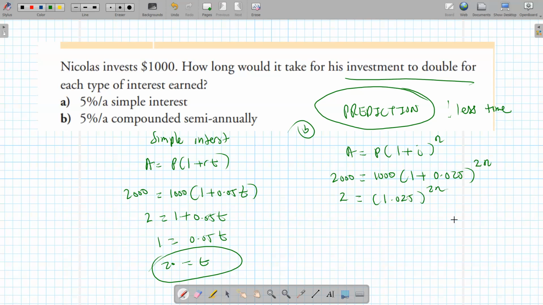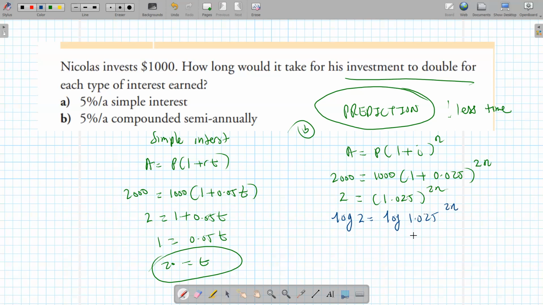Now what do you do? It's tricky, huh? We've done this though, we did this last time. What do we do when the unknown is in the exponent? You use log. When the exponent's missing, you use log. So the next step would be, take logs on both sides first.